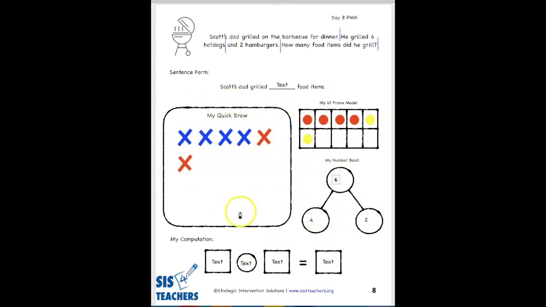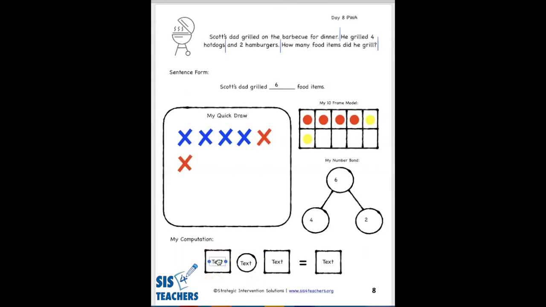Once kids have figured out what the answer is, they can go up to that sentence form and fill in the amount that they're looking for. When students are ready, they can start to do the computation. As you can notice, it's a square, a circle, a square equals a square. So that's kind of confusing, but we don't want to automatically put the plus sign in there or the subtraction sign because we're sort of just giving that problem away.